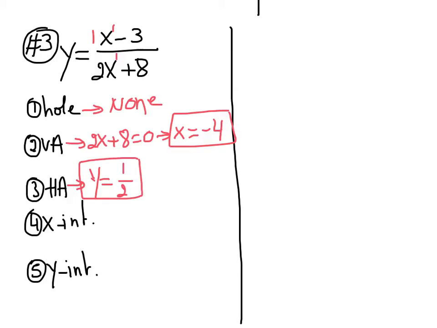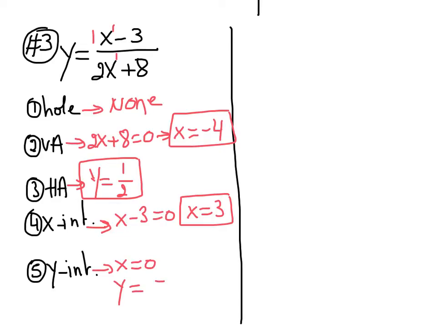The x-intercept is when we make the numerator 0. If you go ahead and make x minus 3 equal to 0, that means x equal to 3 is an x-intercept. The y-intercept is when we make x equal to 0 and we solve for y. So that means y equal -3 over 8. Now, before I go ahead and graph, I want to change this function into the other form.